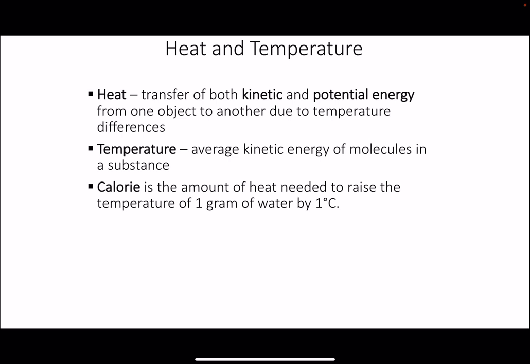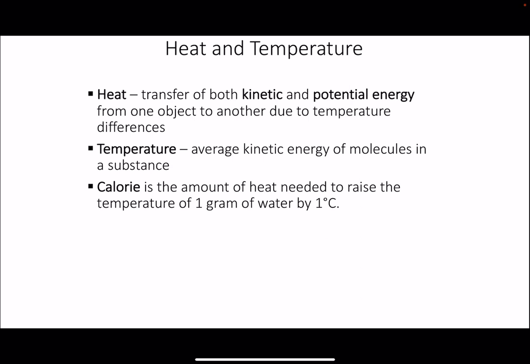Before we go too far, just to define a couple of things, because it's a little bit confusing what the difference is between heat and temperature. So heat, and we're going to talk a lot about heat, transfer of heat, evaporation, the loss of heat, gain of heat. Heat is the transfer of both kinetic and potential energy from one object to another due to temperature differences. Whereas temperature is just a measure of the average kinetic energy of molecules in a substance.